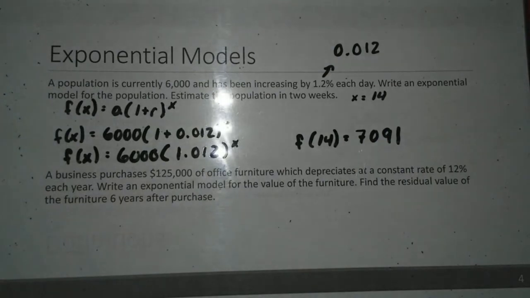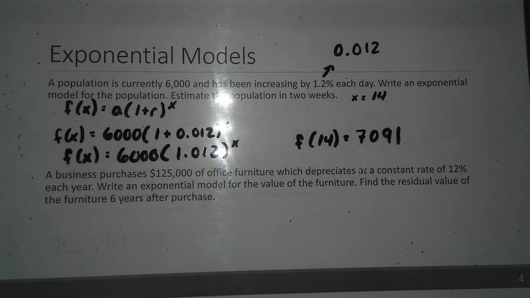Next up, a business purchases $125,000 of office furniture, which depreciates at a constant rate of 12% each year. Write an exponential model for the value of the furniture and find the residual value of the furniture 6 years after purchase.